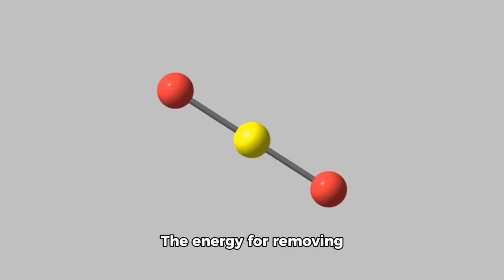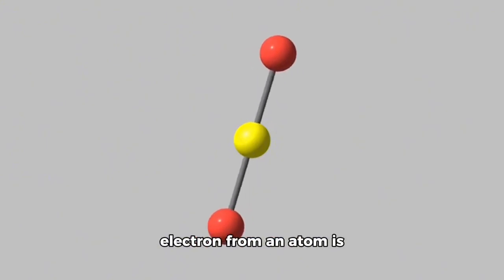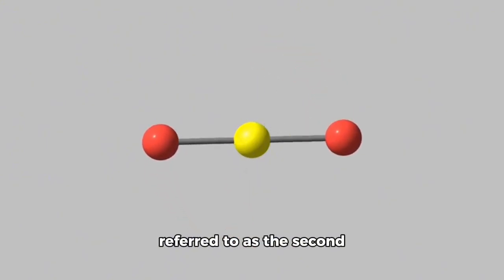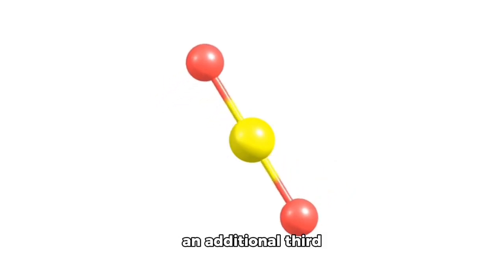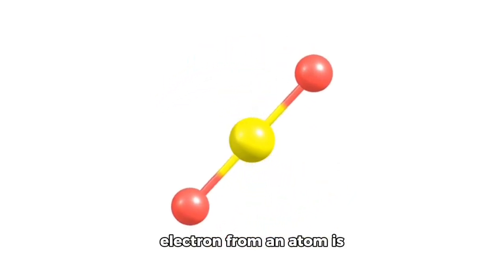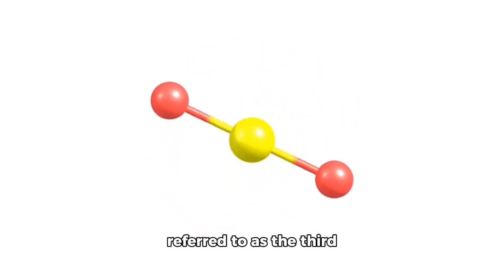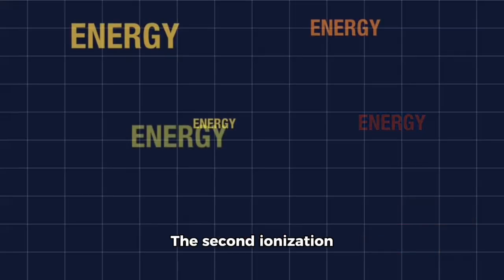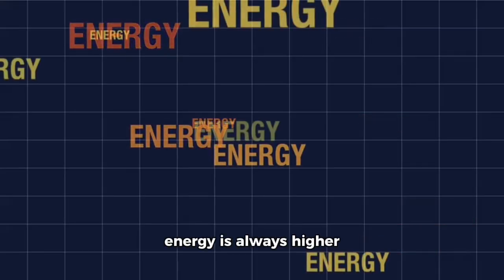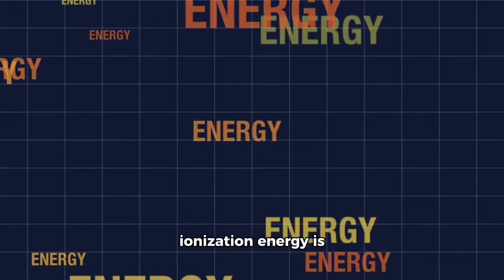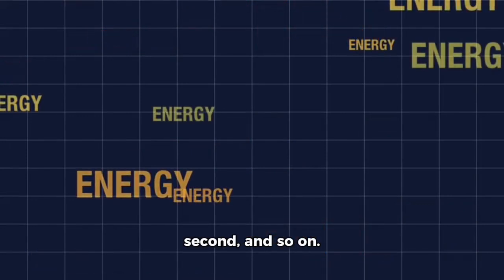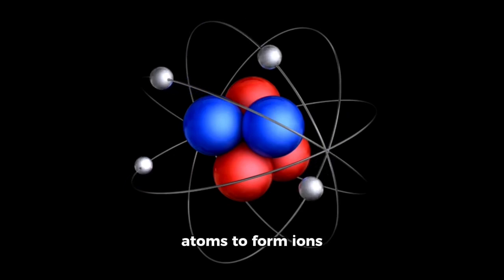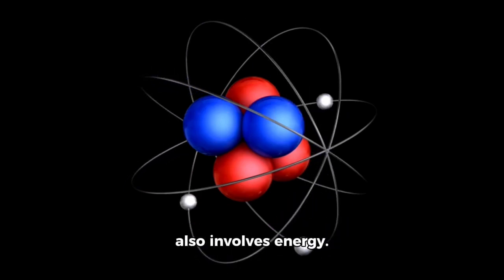The energy for removing an additional second electron from an atom is referred to as the second ionization energy. The energy for removing an additional third electron from an atom is referred to as the third ionization energy. The second ionization energy is always higher than the first, the third ionization energy is always higher than the second, and so on. Adding electrons to atoms to form ions also involves energy.